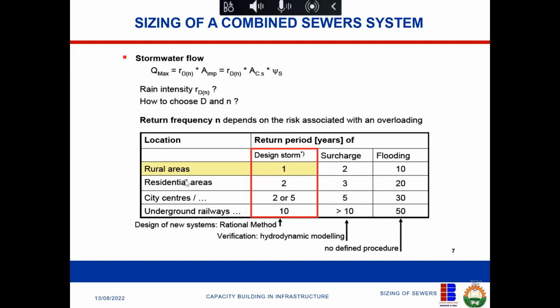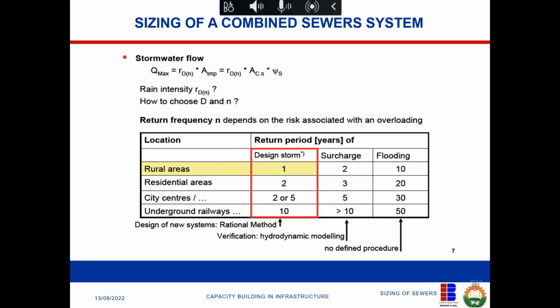If you place a residential area, you are advised to use a 2 year return period. But if there's going to be surcharge, you use 3 years. If you are designing against flooding, which is the highest level of design in terms of safety, you use 20. If it's city center, you use 2 or 5 for surcharge and 50 for flooding. Underground railway, flooding, you use 50 years. Design storm, you use 10 years.